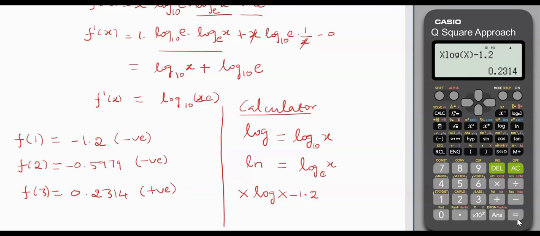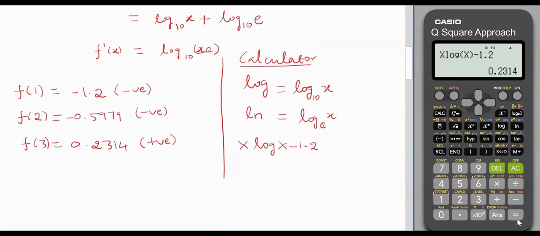We know the root lies between one positive and one negative value. So your root lies between this 2 and 3, because for x is equal to 2 we have negative value, and for x is equal to 3 we have positive value.